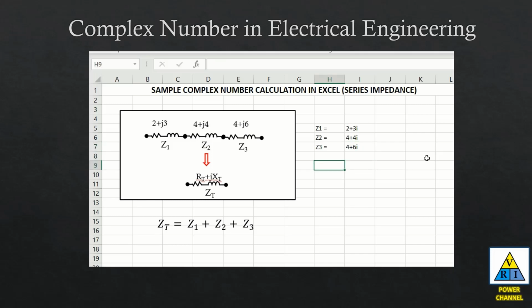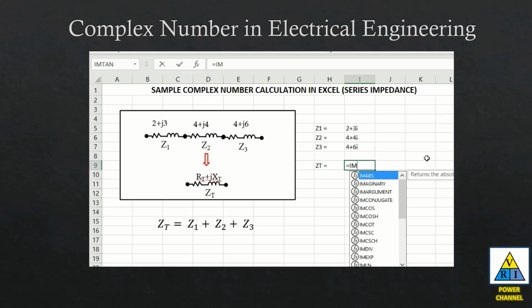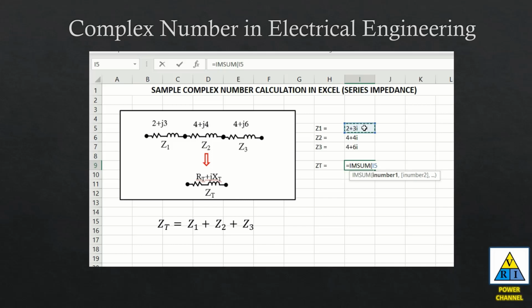To compute the total impedance ZT, we have IMSUM, which is the formula for the sum of complex numbers, and then we highlight Z1, Z2, and Z3. So then we compute ZT. Another way is we type IMSUM, and then we highlight all the complex numbers here. So that's the total impedance of the series circuit.